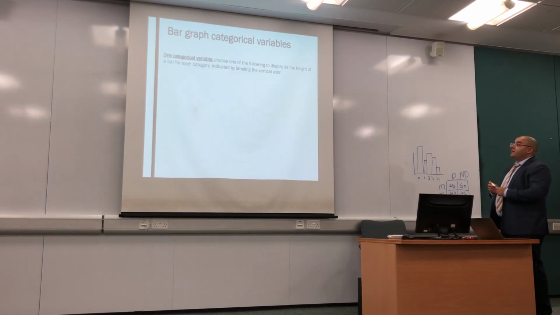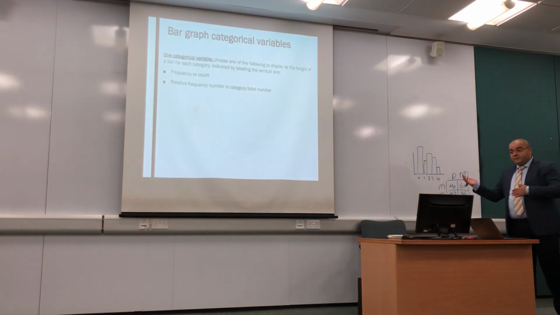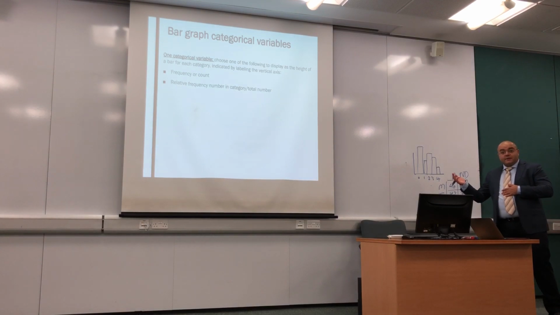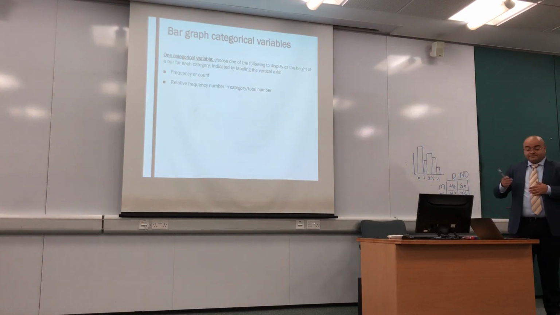How do we construct a bar graph? Choose one of the following displays: the height and the category indicated by labeling a variable axis, and then any frequency and count. We can use percentages instead of frequencies. So you can plot both.